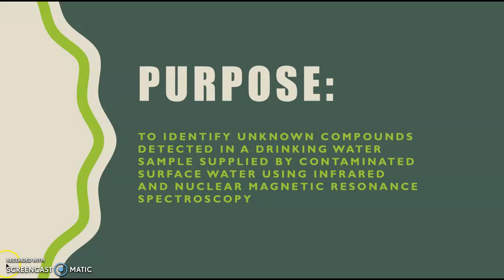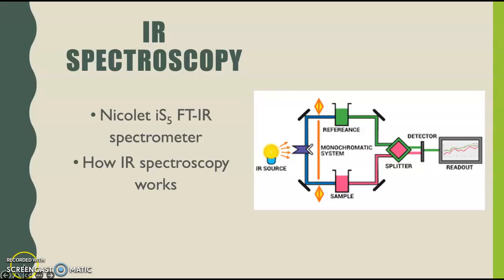The purpose of this experiment was to identify unknown compounds found in different drinking water samples using infrared and nuclear magnetic resonance spectroscopy. Each of the water samples was contaminated with some kind of pollutant that is not safe for humans or the environment. How does IR spectroscopy work?